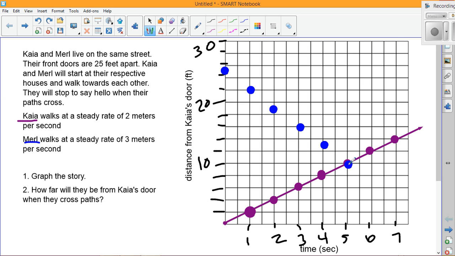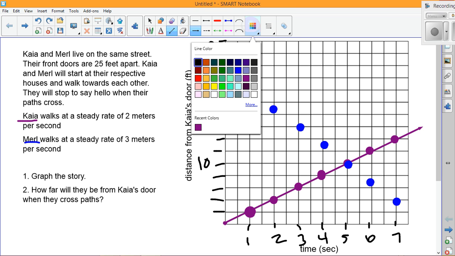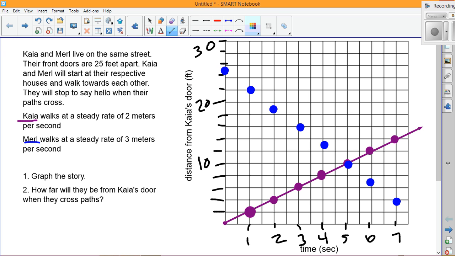And this graph in particular graphs rather nicely, and you can actually see where the paths cross. And if you'd notice on the homework, you won't be able to tell exactly where those paths cross. So it'll say to approximate. So where the 2 dots overlap is where they're going to meet. So after 5 seconds, they will stop and say hello to each other.